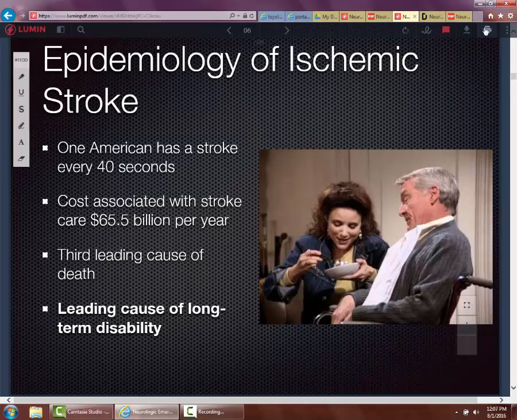The reason is if you compare it to a disease like myocardial infarction, if you have an MI that's big and not treated, you're going to die. If you have a stroke that's big, you probably are going to survive with a lot of disability. And that's one of the reasons it's so expensive.